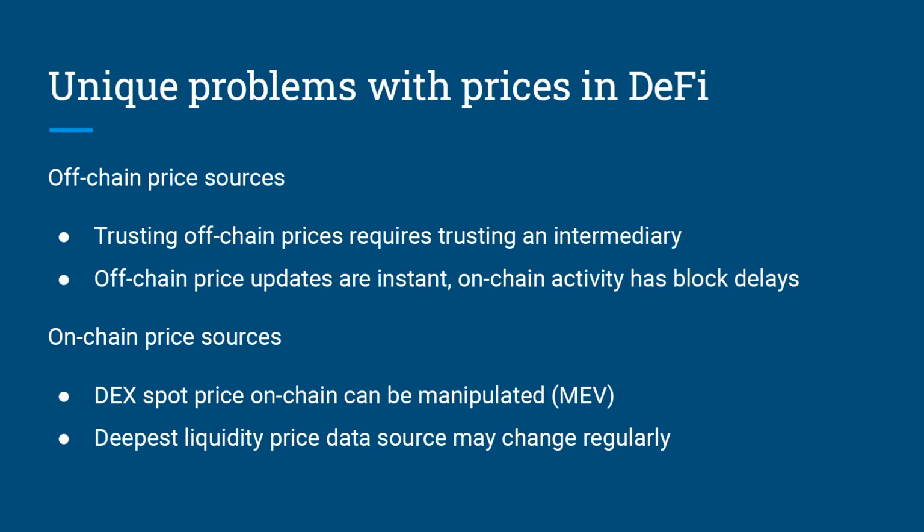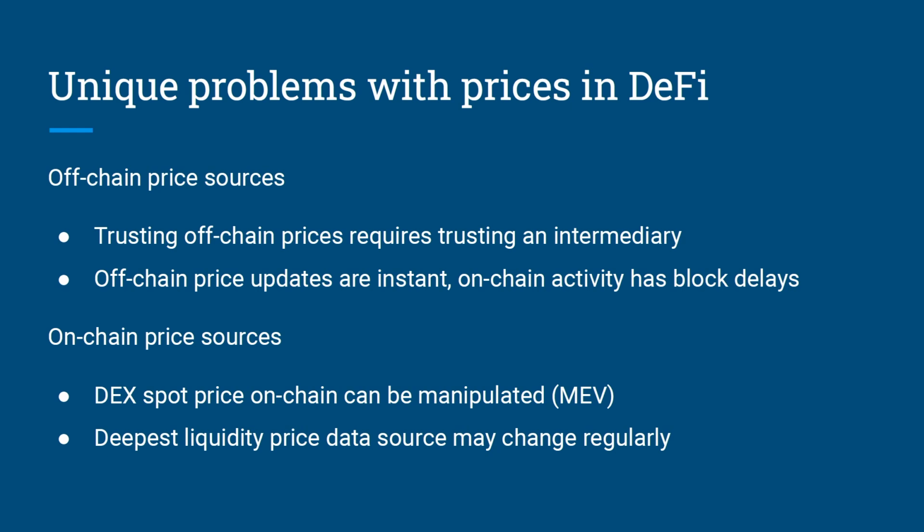To actually get price data in DeFi, there are two main sources. One is off-chain price sources, also known as oracles. This has some difficulties. You have to trust off-chain sources with an intermediary and some governance. And the off-chain price updates are instant, but they don't get onto the chain instantly. There's a delay. You have the block timing. Okay, you don't want to deal with this stuff.